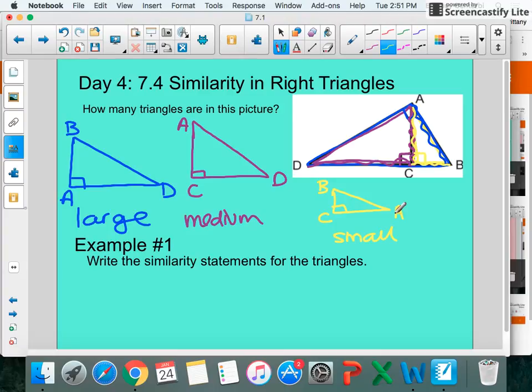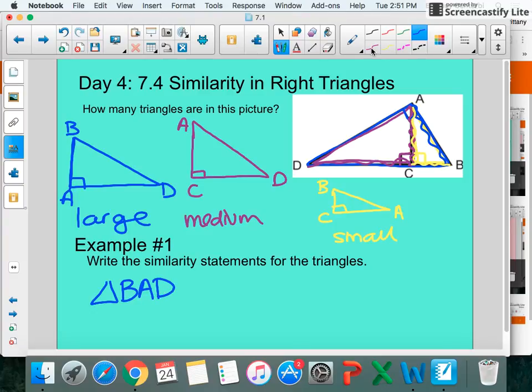So now I'm going to draw a similarity statement. That means I'm going to put the similar symbol in between my triangles. I'm going to start with the large triangle. I'm just going to start up at the top, and I can start up at the top for all of my triangles. So I'm going to do triangle B, A, D.